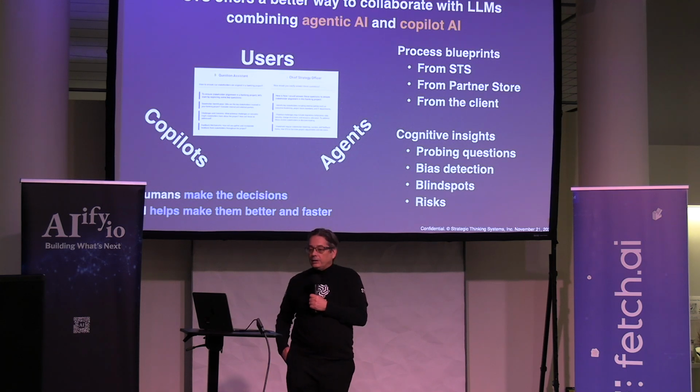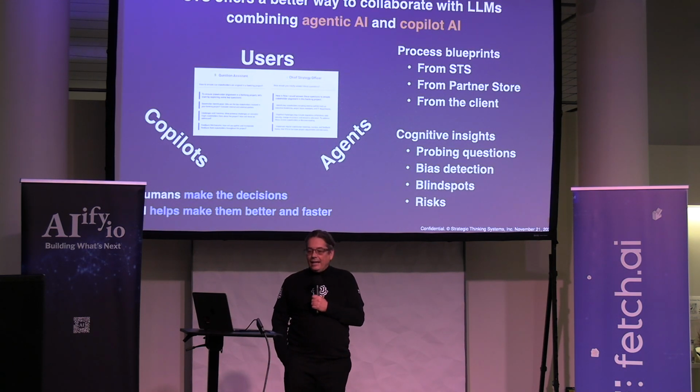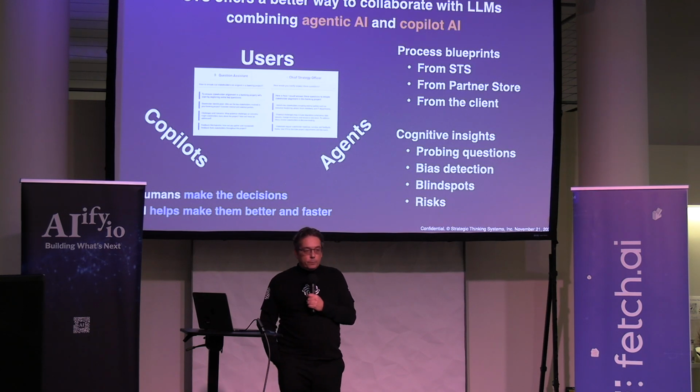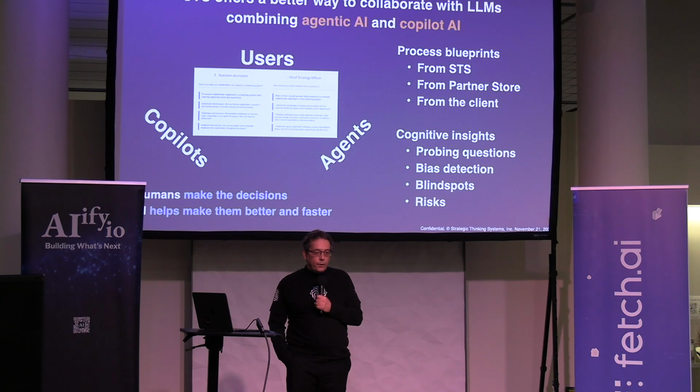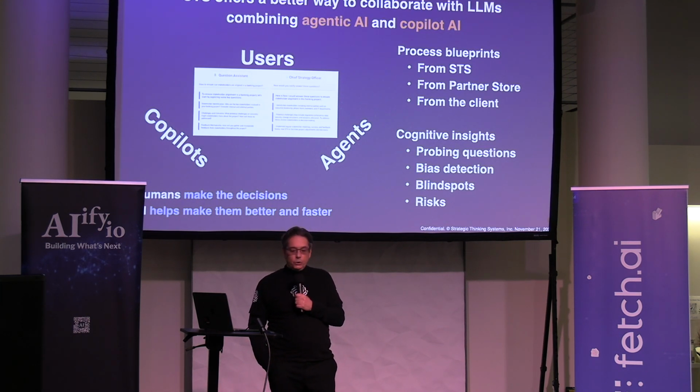What SCS offers is a better way to collaborate with LLMs, combining Agentic AI and Copilot AI. Essentially, it's multiple users and multiple AIs working together in real time and asynchronously to fix that problem, to find a solution.